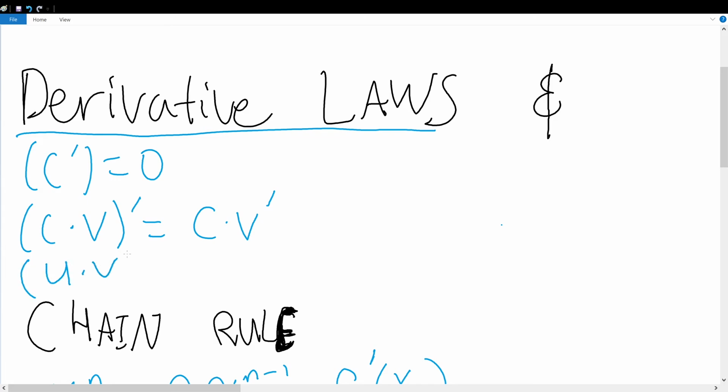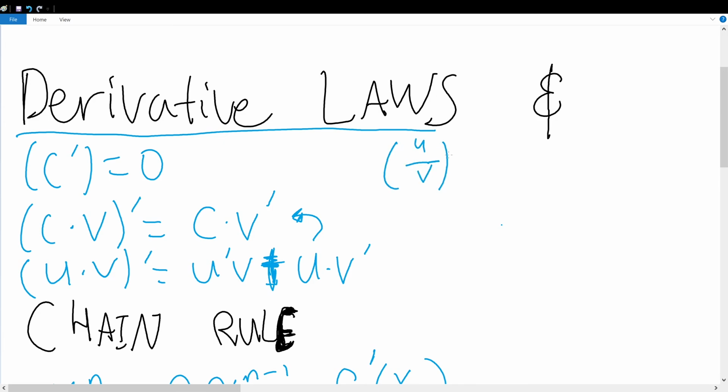So if you have two functions, let's say u and v, and you want to take the derivative of that, it's u's derivative times v plus, there's no minus, u times v's derivative. And you can use product rule to prove this. Now with quotient rule, with two variables dividing by each other, when you take the derivative, that is u's derivative times v minus u times v's derivative, divided by v squared.